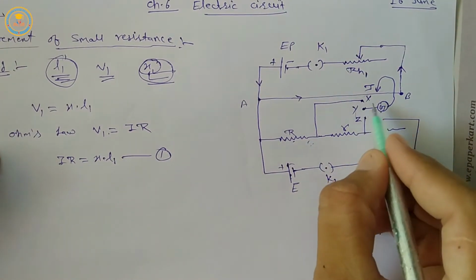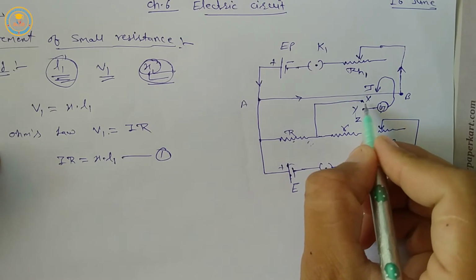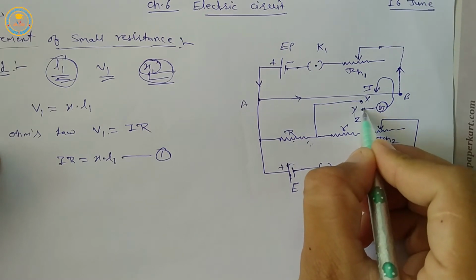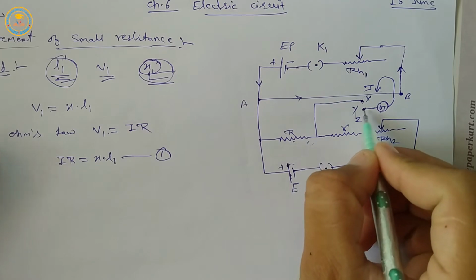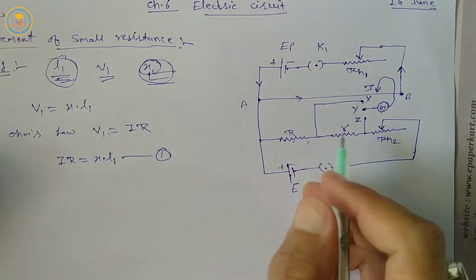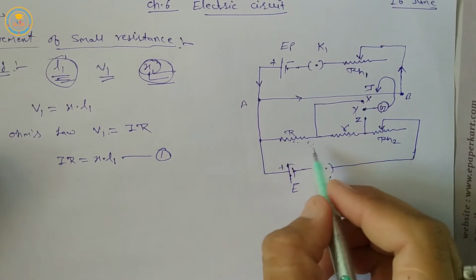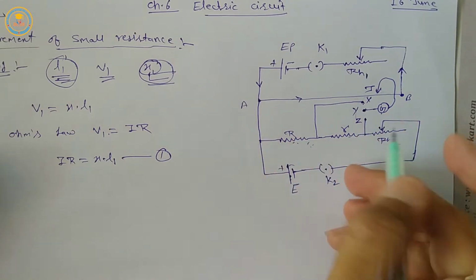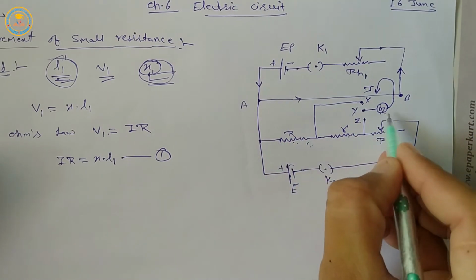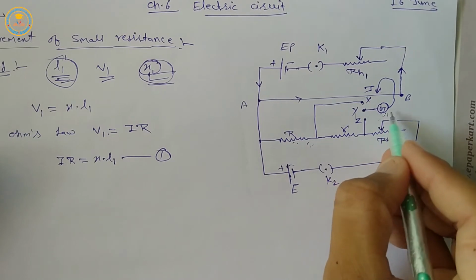Now in this two-way key, we remove the plug from between X and Y and plug in between Y and Z. In this situation, the total resistance capital R plus small r are connected in series. This is connected with the galvanometer. Then in this situation, again the galvanometer shows a deflection.